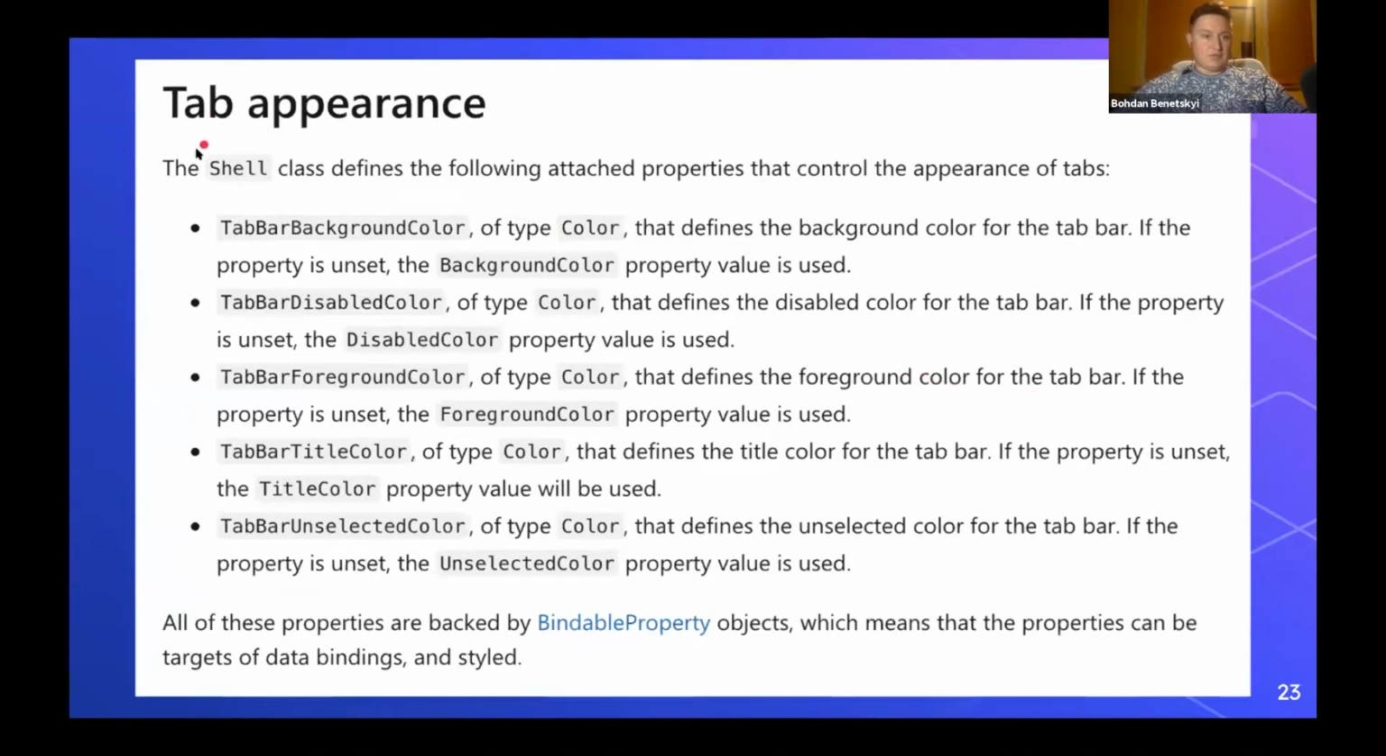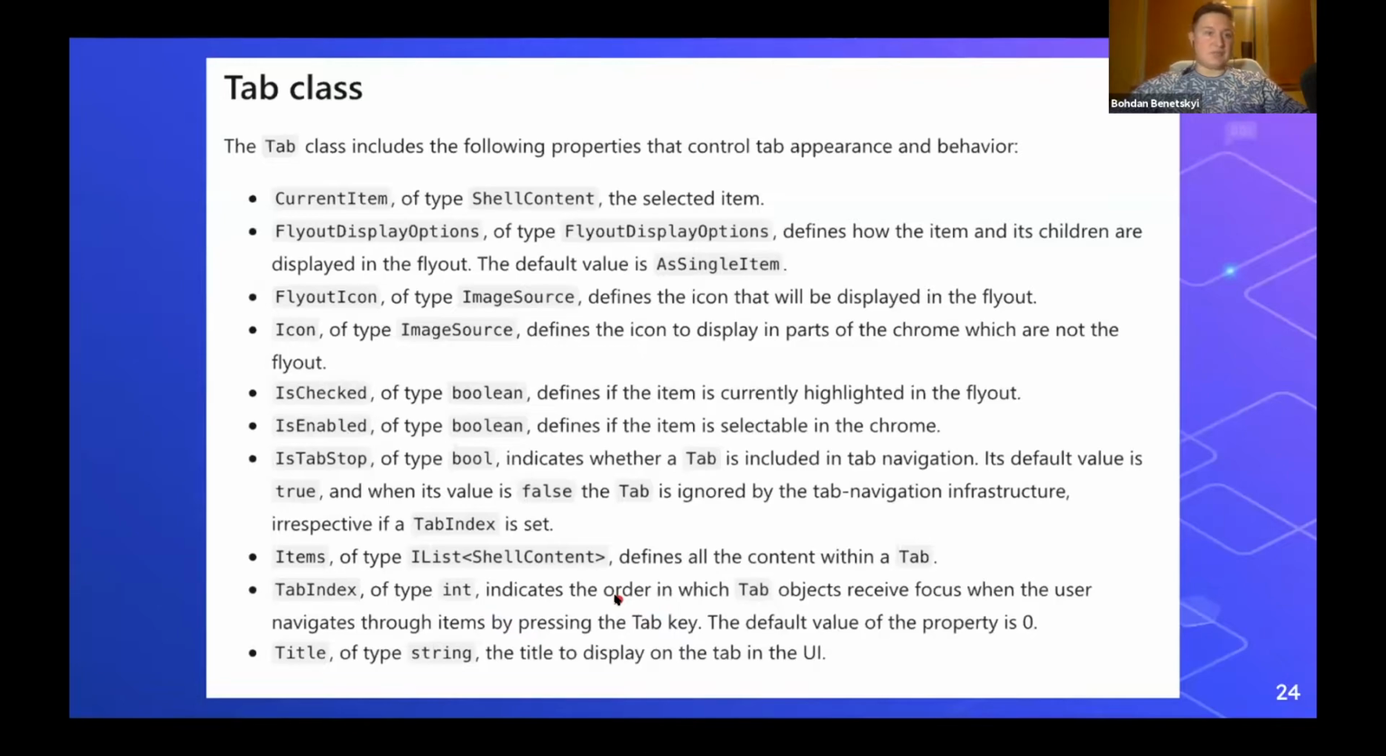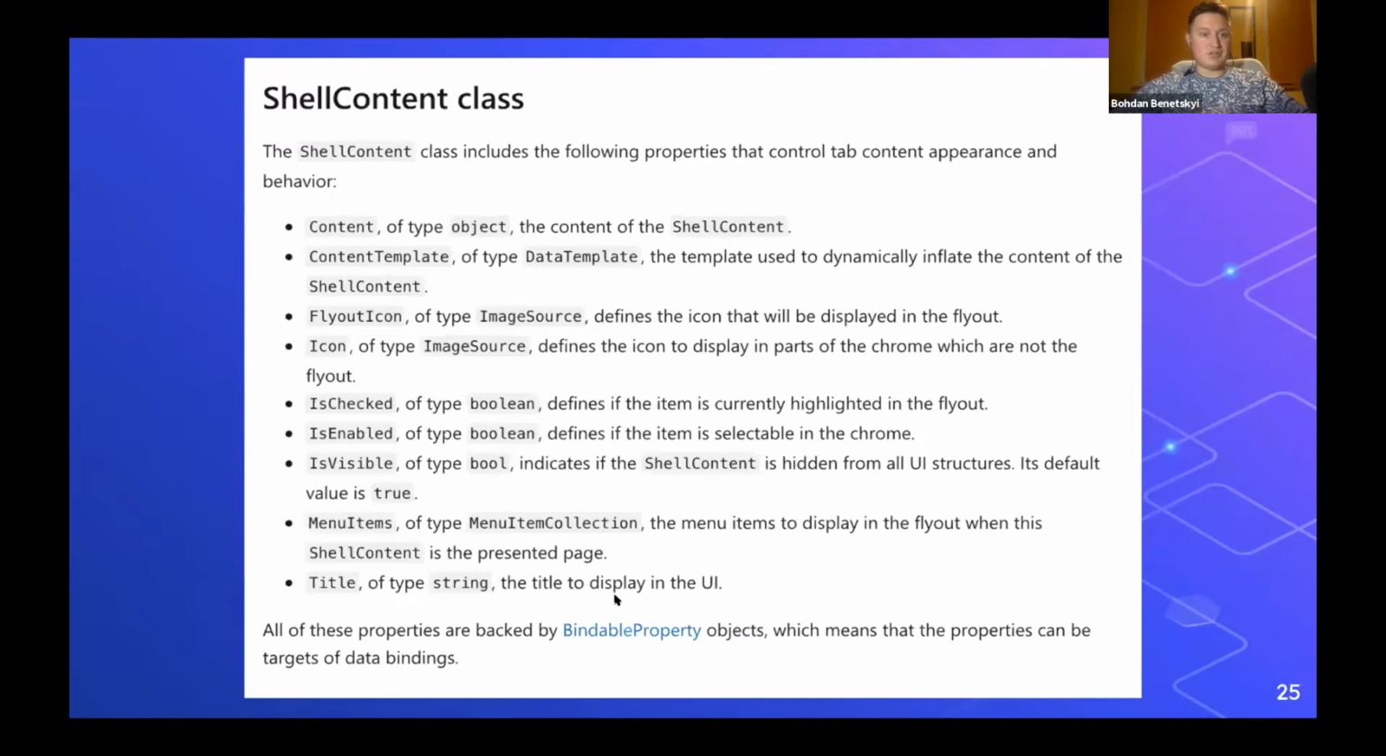So for tab appearance, we could set a tab bar background color, tab bar disabled color, foreground, title, and unselected color. Also, we can modify the tab class itself. It has properties like checked, enabled, tab stop, setting current item, which is of type shell content, and different flyout disable options. Also, the shell content class itself has the icon and title which I mentioned earlier. It also has checked, enabled, visible, and an interesting one is menu items of type menu item collection, which is displayed in the flyout menu if we use it there.